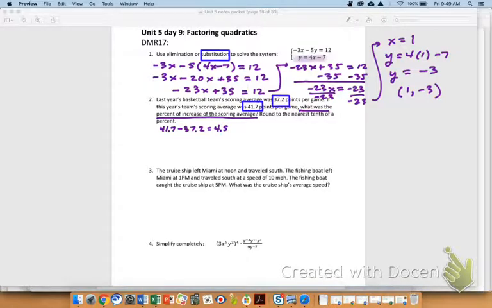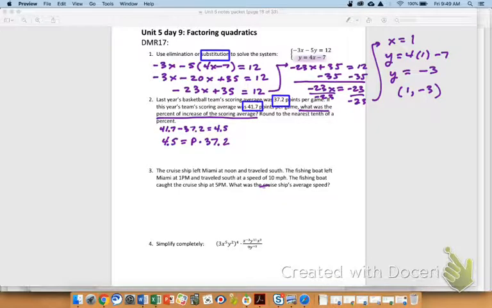So now what I'm going to do is compare that using a percentage to what their scoring average was last year. So I want to know by how much it went up. So I've got to compare it to what it was last year. So I'm going to say the part, the part that the scoring went up, so the 4.5, equals the percent, which is my unknown, times last year's score.